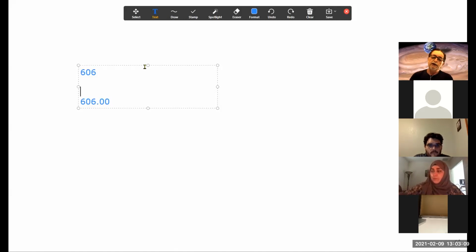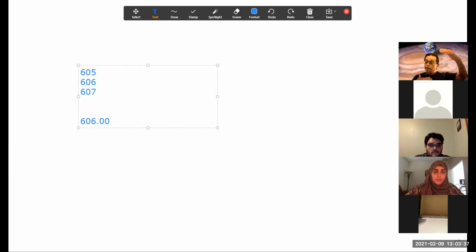Where they differ is the accuracy. There's the difference in the accuracy, because for the 606 number, the uncertainty is the last 6 in the ones place. So that number could have a range of plus or minus 1. So the true value could be 605, or it could be 607. Notice that range. That's a range of 2 units. That's a pretty big range, right?